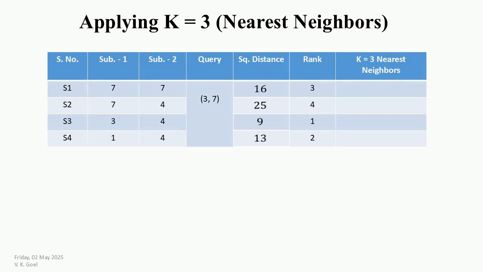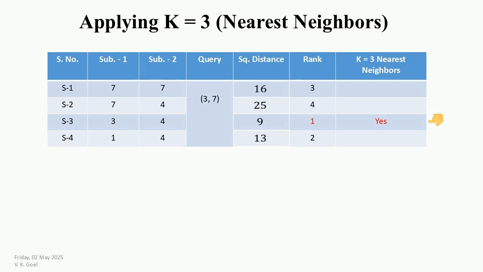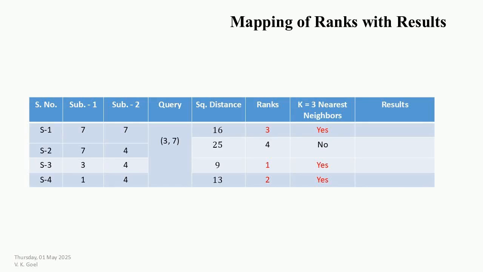Now, as the name KNN suggests, K number of nearest neighbors of the query are identified using the ranks. Here, K is equal to 3, therefore, 3 nearest neighbors of the query are identified. With rank equal to 1, S3 is the first neighbor of the given query. Then, with rank of 2, S4 is the second neighbor, and with rank equal to 3, S1 is the third neighbor of the given query. Also, as K is 3, S2 is not a neighbor of the query. Now, the ranks along with neighbors and input features are compiled in the table.